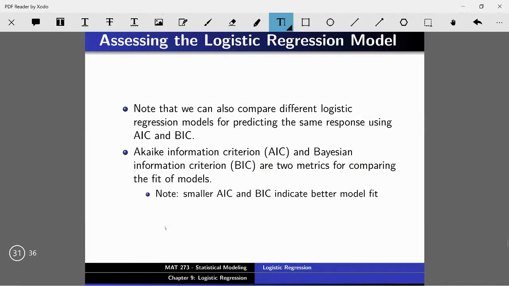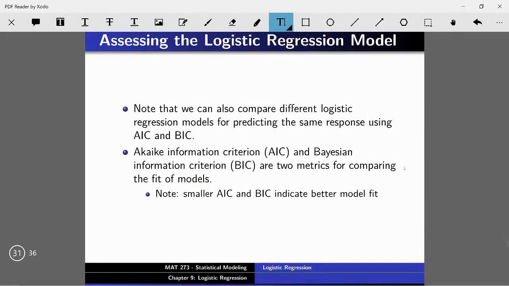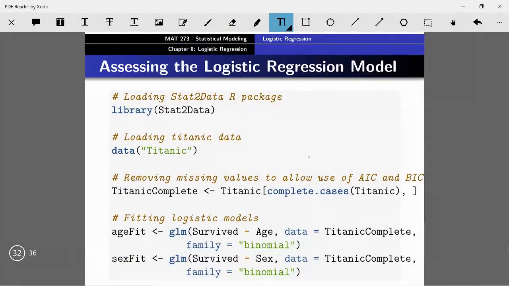Note that not only can we test the overall statistical significance of our model, oftentimes we'll want to compare two different logistic models as well to see which one's fitting the data better. One way we can do that is using AIC and BIC, which we've seen previously. These are just two metrics that compare the fit of models fit on the same data set. In general, smaller AIC or BIC is better. We want to pick the model with the smallest AIC and BIC. These will typically give the same decision on which model is best, but not always.